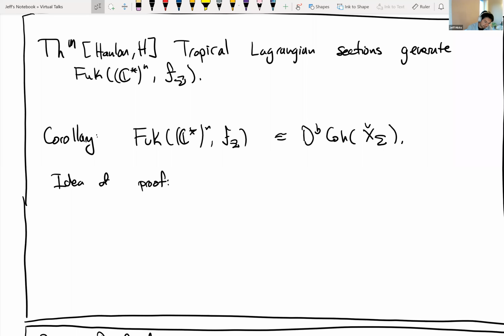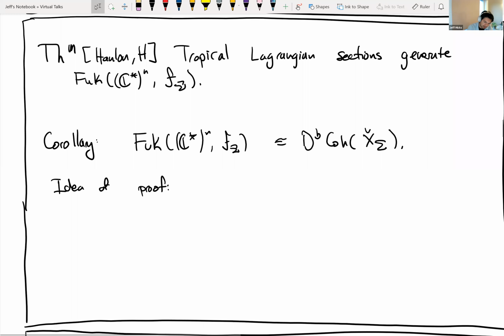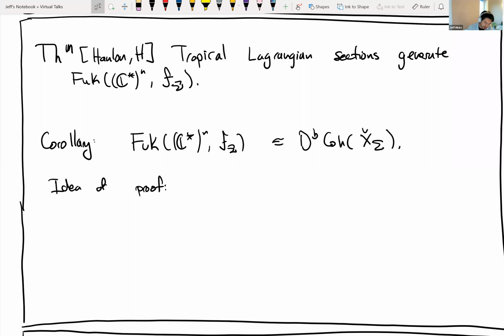Okay. I seem to have skipped a slide while writing. I gave the proof strategy on the previous slide. So maybe this is a good place for me to pause and see if there are any questions.